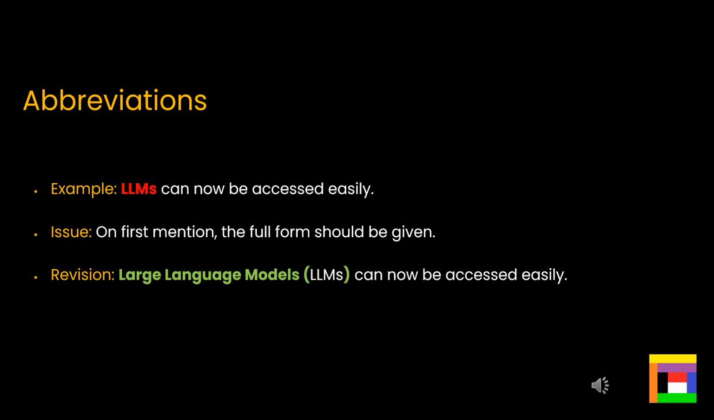The problem with abbreviations is that they need to be defined on first usage. When we look at the example here, we can see we have LLMs, but we don't have any definition for it. The way to change this is easy. Simply write the full form first and follow that by putting the abbreviation in brackets. This way all readers can understand the meaning.